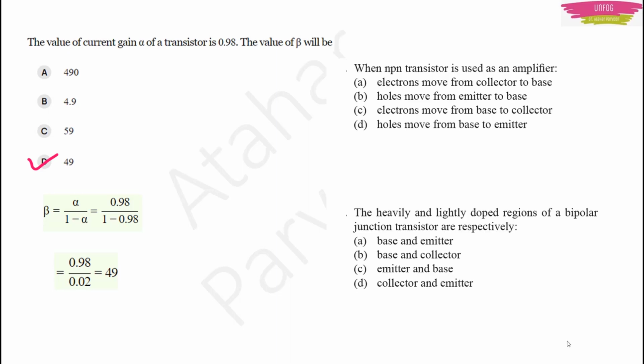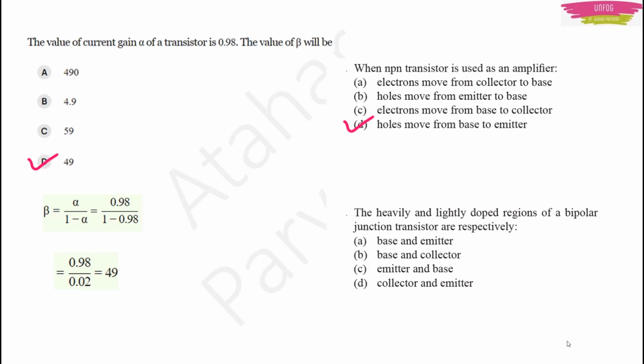Then, when an NPN transistor is used as an amplifier: electrons move from collector to base, holes move from emitter to base, electrons move from base to collector, or holes move from base to emitter. See, NPN. NPN means holes should move from base to emitter. Okay.